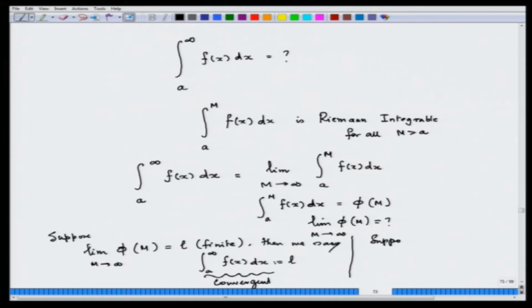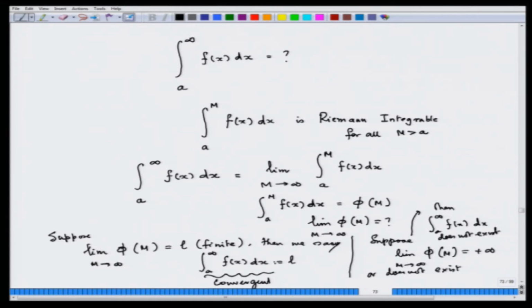Now, suppose the limit of phi of m does not exist, it is plus infinity or does not exist. You cannot compute it, the limit does not exist. It does not go to any number, it either goes to infinity or does not settle on some number, it just keeps on oscillating. Then the integral from a to infinity of f(x) dx does not exist, or sometimes we also say it diverges. Of course, when the limit as m tends to infinity of phi m is plus infinity, it diverges or does not exist.